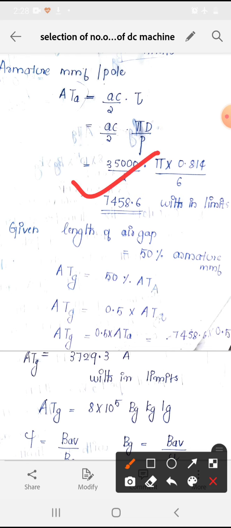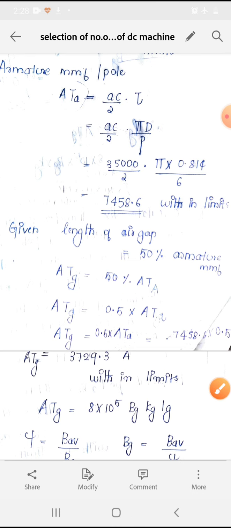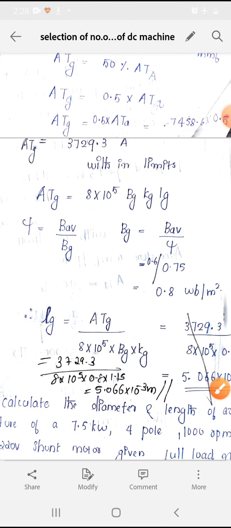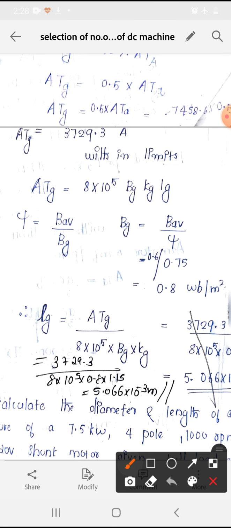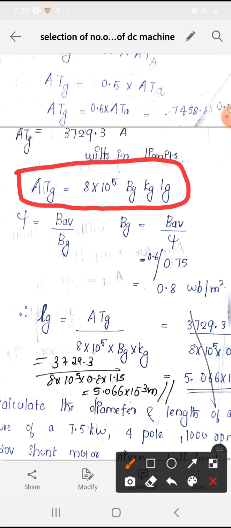From here we got the armature MMF per pole. Now substituting this armature MMF per pole here, we will get the value of ATG. Now to find out the length of air gap, we know that ATG is equal to 8 into 10 raised to 5 BG Kg LG. Here we know the value of ATG. In the question, Kg is given as 1.15.